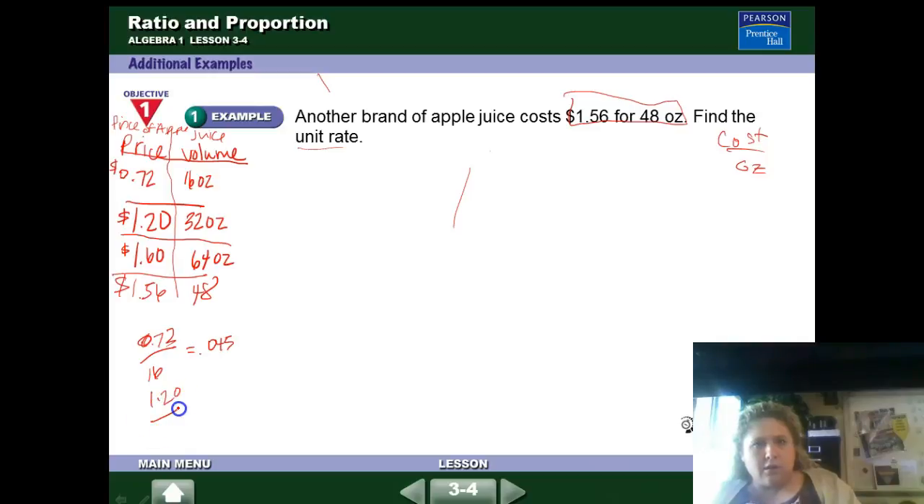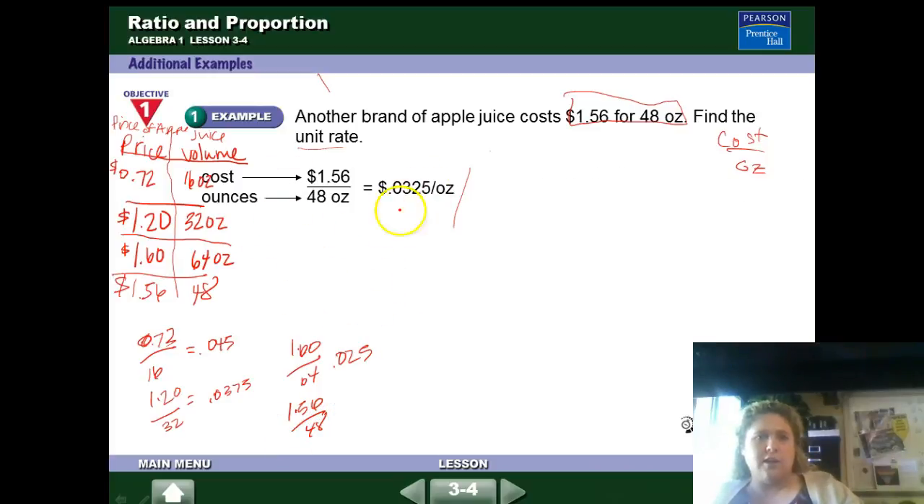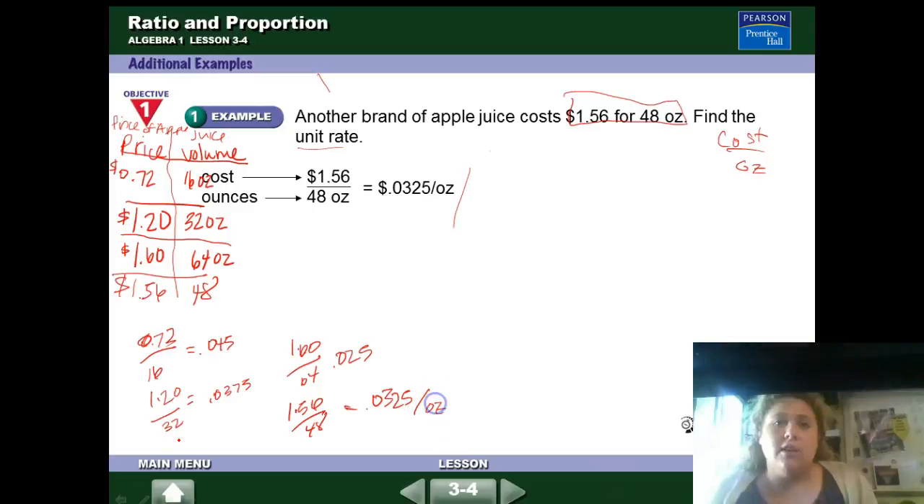$1.20 divided by 32. And that would give you 0.0375. Keep going, $1.60 divided by 64. That would give me 0.025. And $1.56 divided by 48, which you can see that they're going to put it through here, is going to equal 0.0325 per ounce. So the unit rate is 0.0325 per ounce.